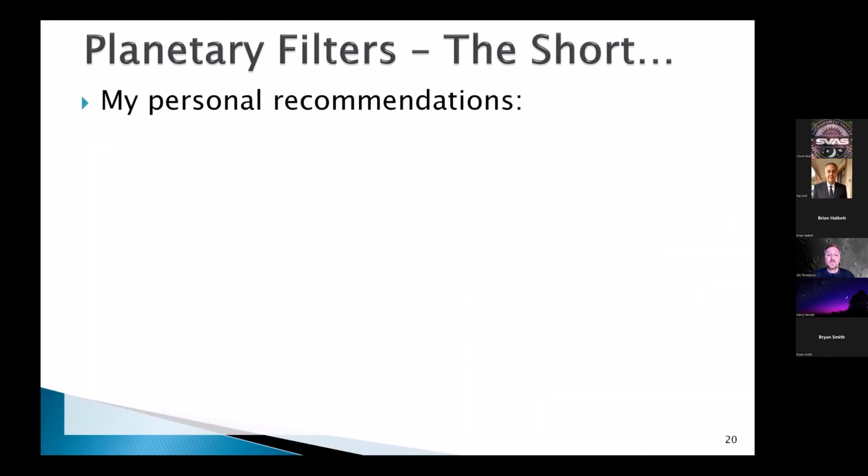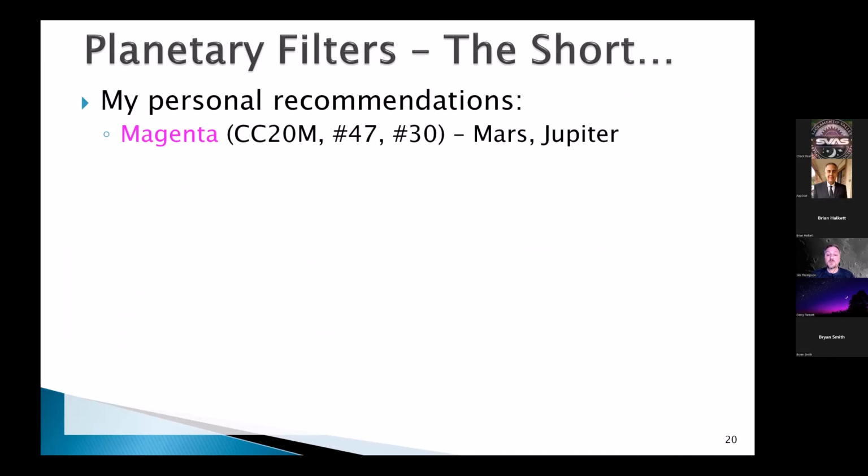Personally, I have found most filters do very little to improve the view. The list of filters that actually do something significant to the view, in my opinion, is short. On Mars or Jupiter, a magenta filter like a Wratten number 47 or a number 30 does a good job of enhancing contrast.